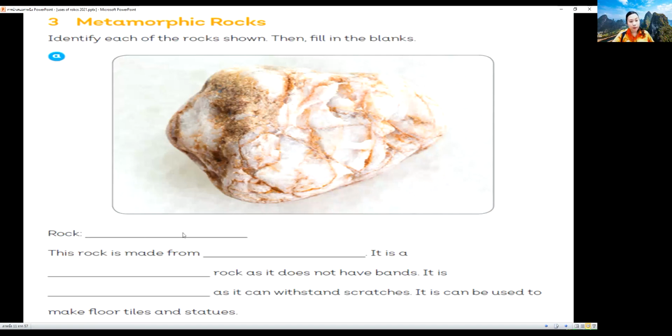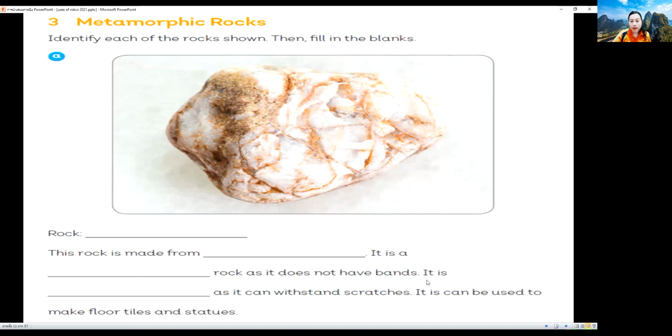What is the name of this rock? What is this rock made from? What do you think it is made of? It is a black rock, as it does not have bands. What type of rock do you think it is? Here, you write the type of rock.